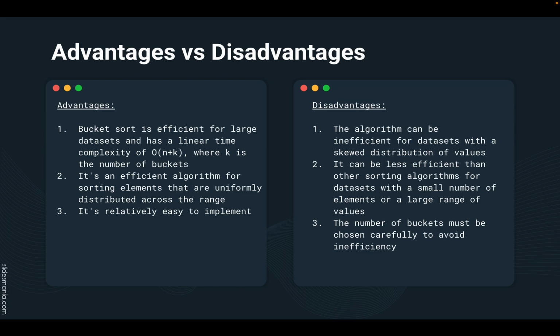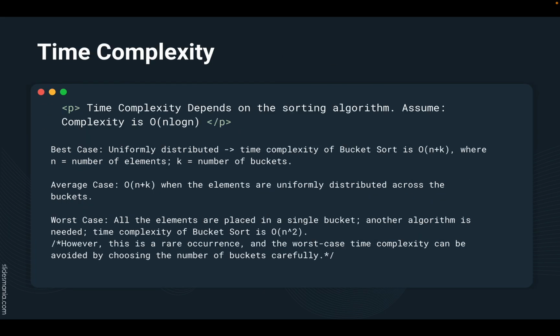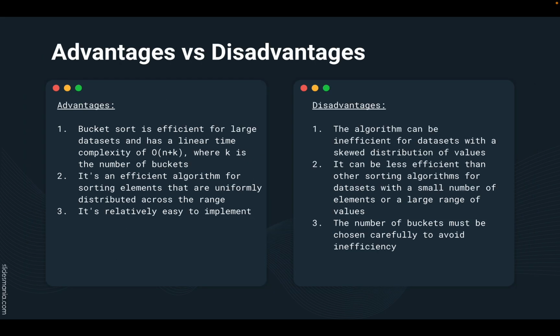It can be less efficient than other sorting algorithms with datasets with a small number of elements or a large range of values, and the number of buckets must be chosen carefully to avoid inefficiency. As we saw in the previous slide, time complexity does depend on the number of buckets, so we need to make sure we're choosing it carefully.